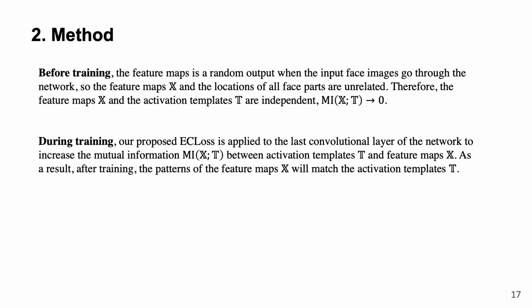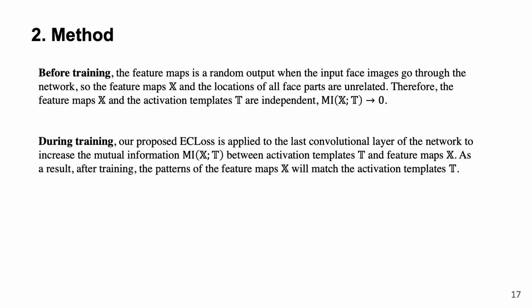As we know, before training, the feature map is a random output when the input face image goes through the network. So the feature map X and the locations of all face parts are unrelated. Therefore, the feature map X and the activation template T are independent, so the mutual information between X and T approaches zero.